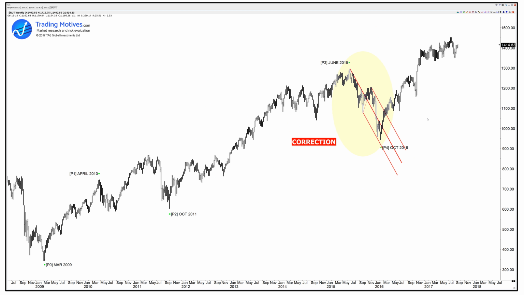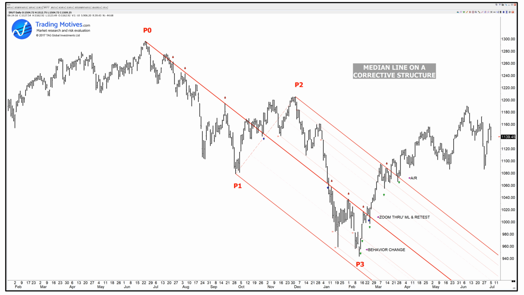Now, just to finish off, let's look at how we apply a median line to a corrective structure. Here I'm using the Russell 2000, and from the June high, a correction unfolded in the form of a zigzag in this case, and we're able to apply a red median line to the significant pivots. You can see how well this worked if we look at the daily chart. And what we're looking for with the median line analytics is changes in behavior that could lead to either a trend reversal or a more complex correction.